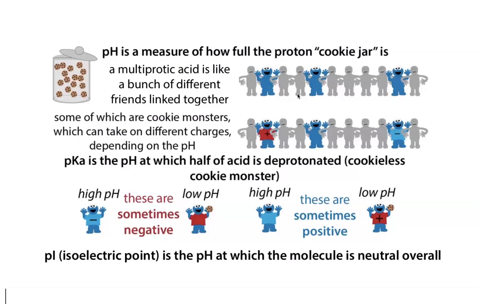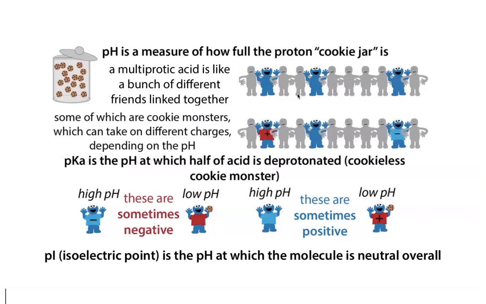And so now we can talk about a pKa value for each of those different groups, as well as a pI value. So a pI is the isoelectric point. It's the pH at which the molecule is neutral overall. So we have these multiprotic things, so there's multiple groups that can protonate or deprotonate. And what's going to happen is that depending on the pH, you'll find those friends with a cookie or without a cookie. And there's going to be some pH, which we call the isoelectric point, at which the molecule is neutral overall.